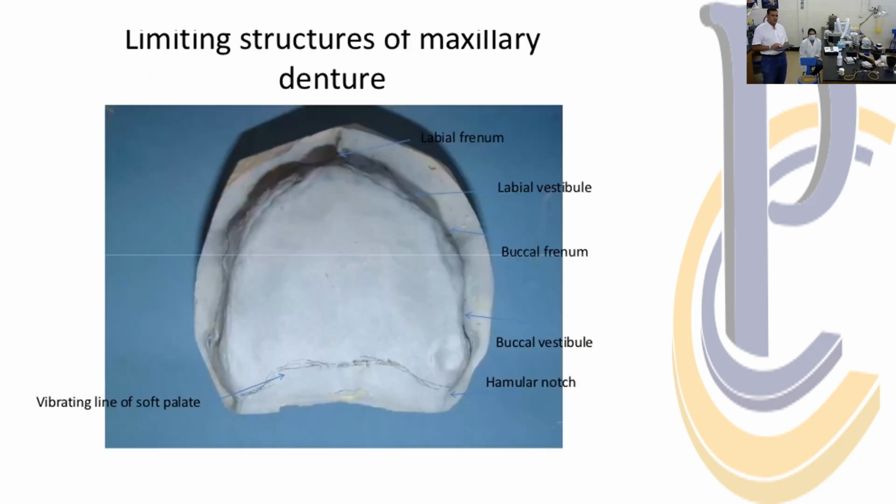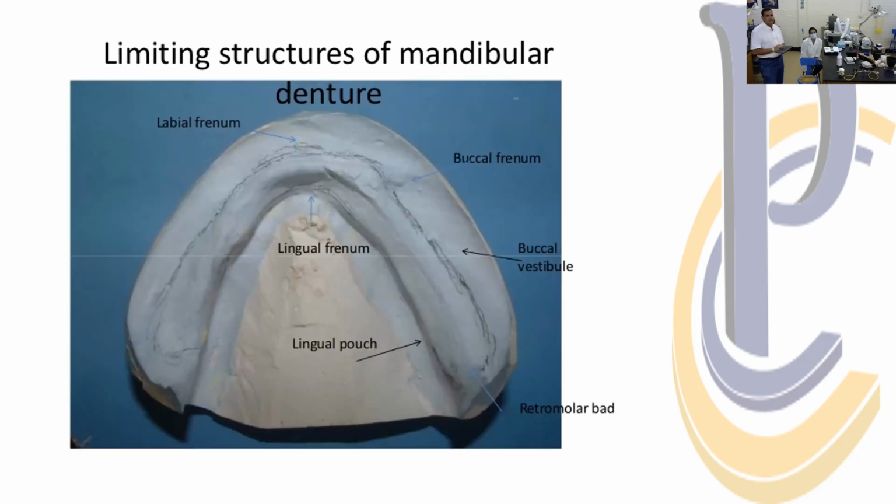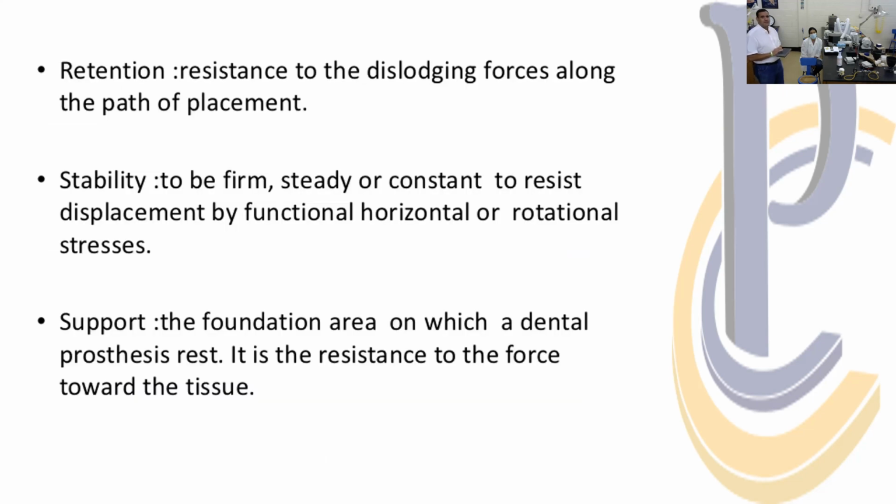Limiting structures: vibrating line. The denture should not extend beyond these structures: vibrating line, buccal frenum, labial frenum. All these structures should not be covered by the denture. Lingual frenum, labial frenum, and the lower. That's the same as what we talked about: retention, stability, and support.